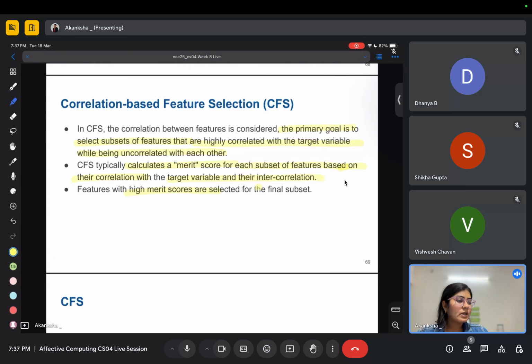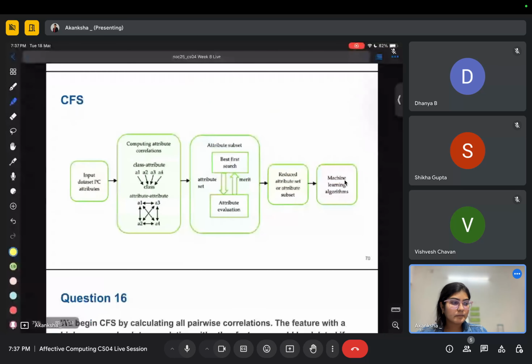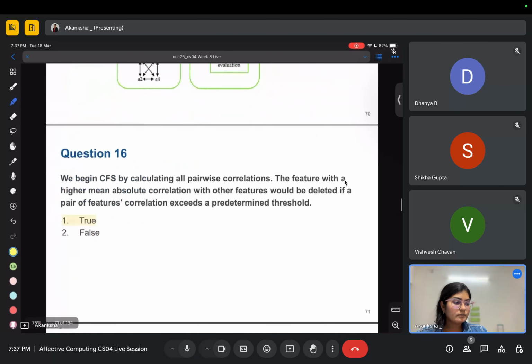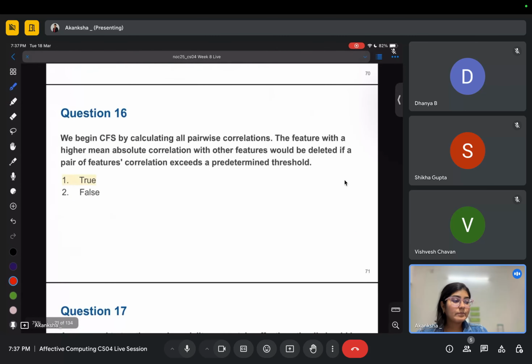So this is a flow chart for this CFS. I hope it is visible. It was stuck. Okay, so let's read this again. We begin CFS by calculating all pairwise correlations, and the feature with the high mean absolute correlation with other features would be deleted, which is true. And if a pair of features' correlation exceeds a predetermined threshold, I had said 0.5, I will discard, so yeah, which is true.